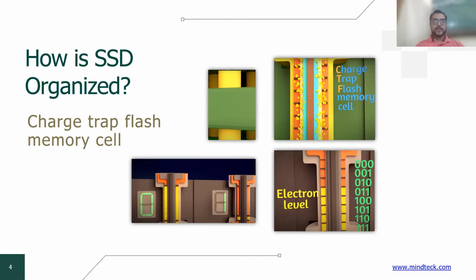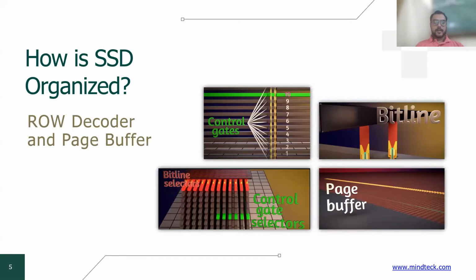To erase the content in the memory cell, all the electrons are forcefully removed from the charge trap, resetting it to the lowest level, which is 111. These memory cells are stacked vertically in the form of V-NAND.